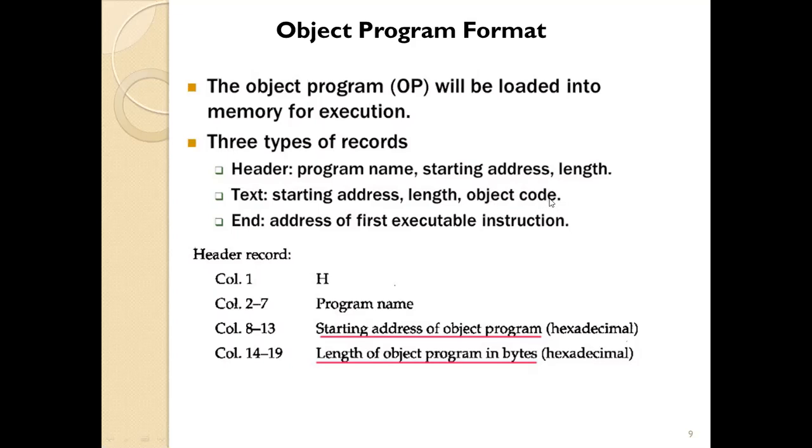and the data of the program, together with an indication of the addresses where this object code will be stored. And what does the end record mark? The end record marks the end of the object program, and also optionally specifies the address of the first executable instruction. That means it can also specify the address where the execution is to begin.